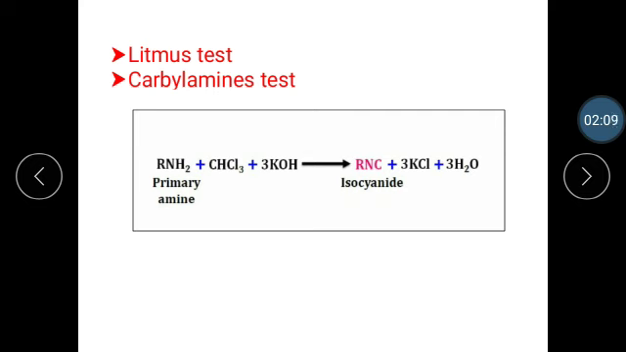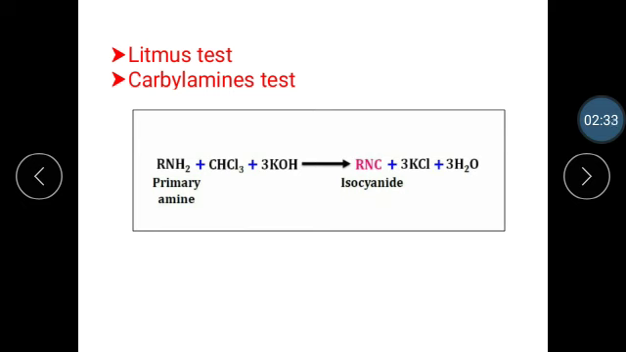The next test is the carbylamine test. Carbylamine test is also called isocyanide test because when amines are treated with chloroform in the presence of alkali, they form isocyanide. Both aliphatic and aromatic primary amines give a positive result for this test. Secondary and tertiary amines do not give this test.